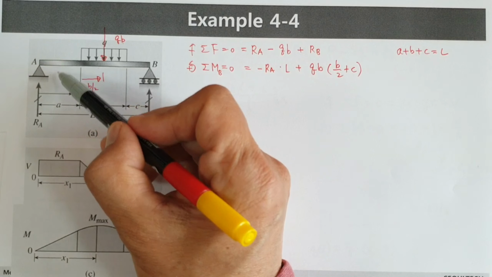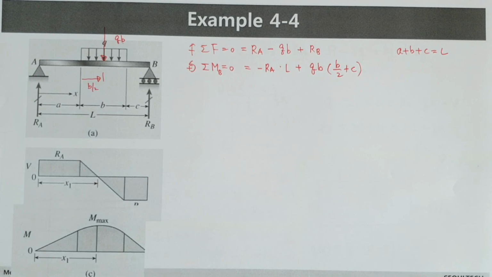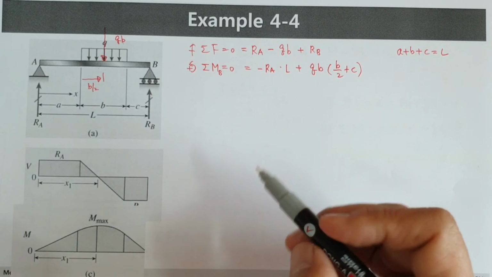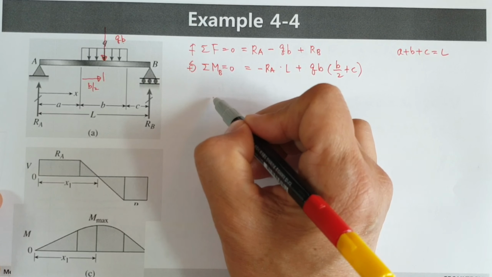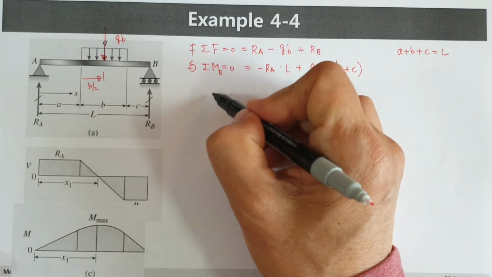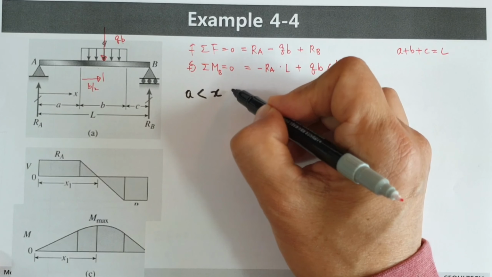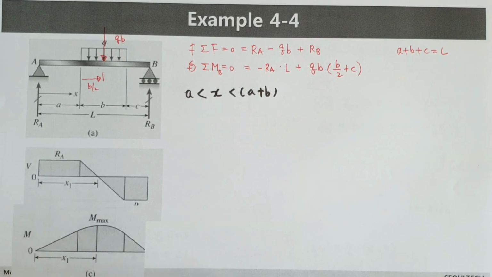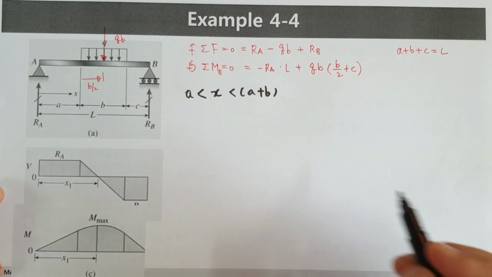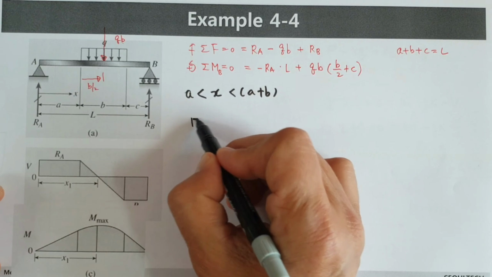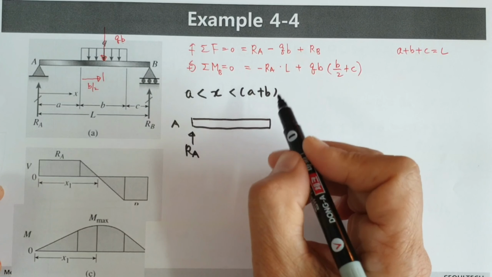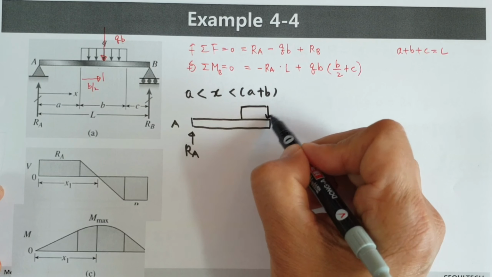At first we can calculate on the left side, but I will not deal with this one. A bit difficult one is here at this position, when x, this distance, is located in the range A to A plus B. Then when you draw the free body diagram, it's like this one. Let's say this point is A, RA is given like this one. Some force is acting like this one.